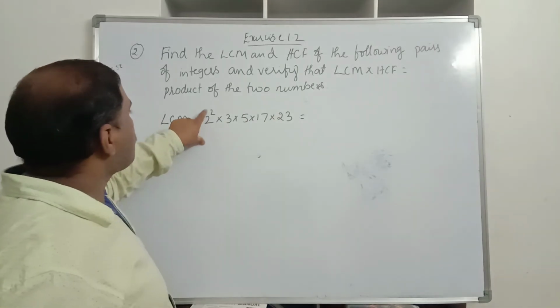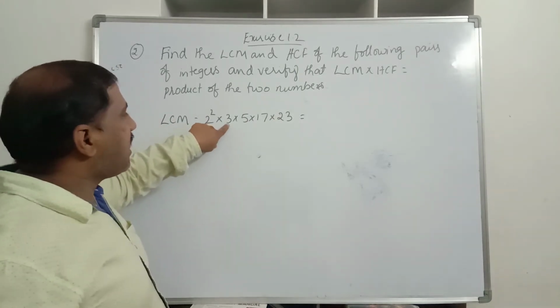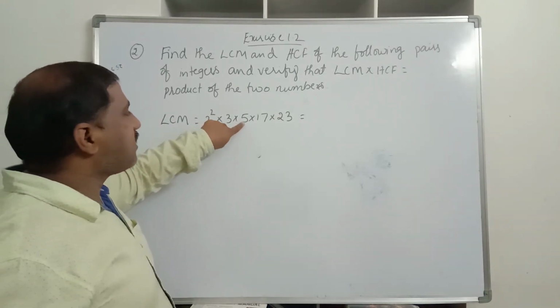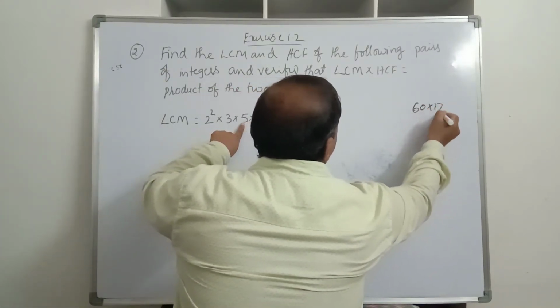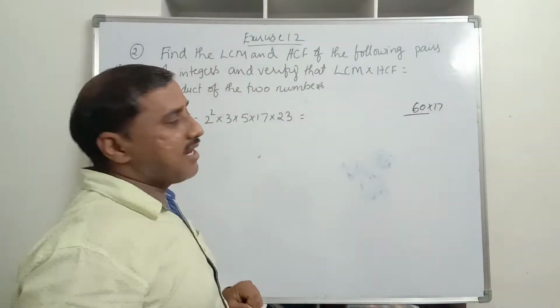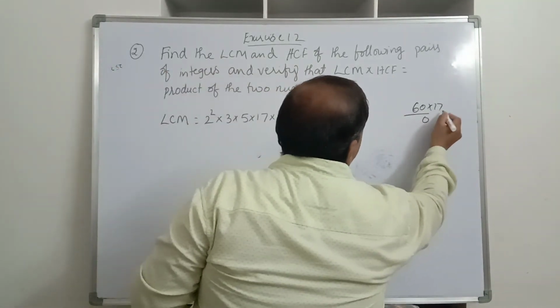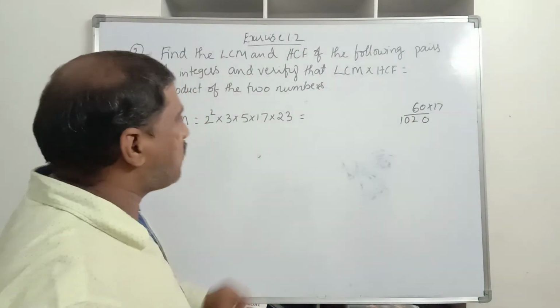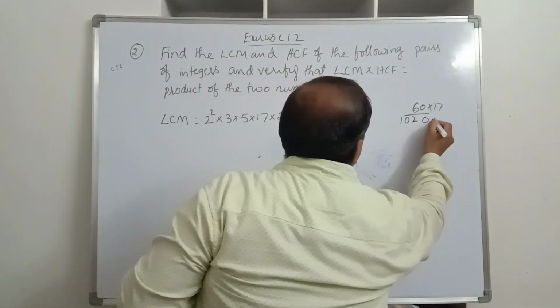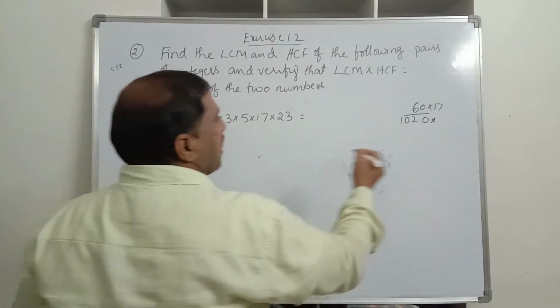Multiply this. 2 square means 4. 4 into 3 is 12. 12 into 5, 12 5s are 60. So 60 is multiplied with 17. 17 zeros are 0. 17 6s are 102. Then 1020 is multiplied with 23.